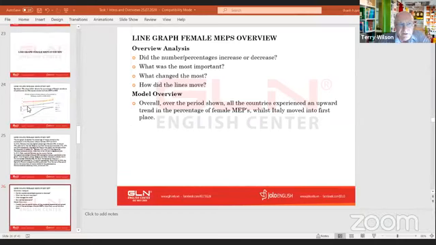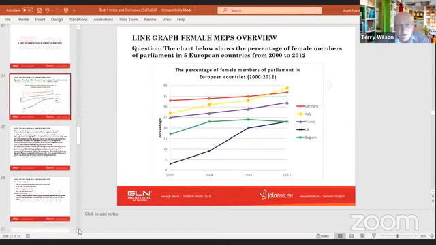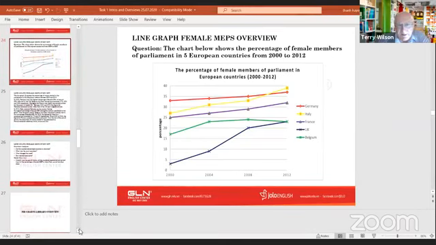So that's another feature that you could highlight in an overview. And if we look at the diagram, Italy, which is the yellow line, moved from second place into first. So it's quite acceptable to put that example of Italy as the second most important trend in the overview. But the most important one is that overall the numbers of, or the percentages of MEPs has increased during the period.